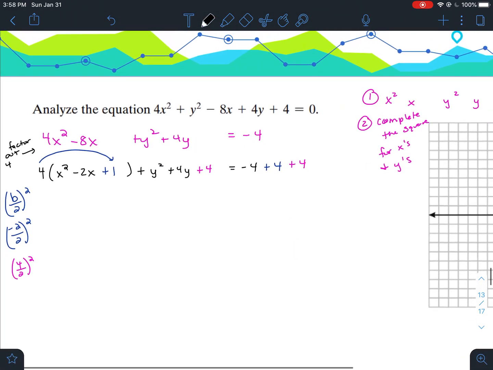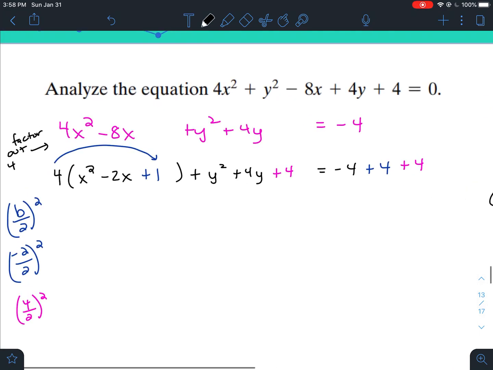And then after I complete the square, now I'm going to factor. So I'm going to factor both of those. So I have 4, and then x squared minus 2x plus 1 factors into x minus 1. So that'll be (x minus 1) squared.